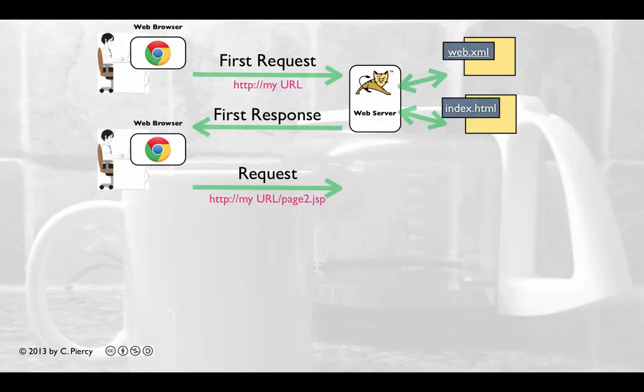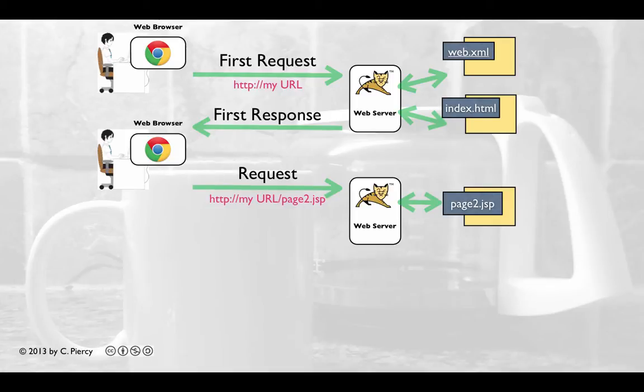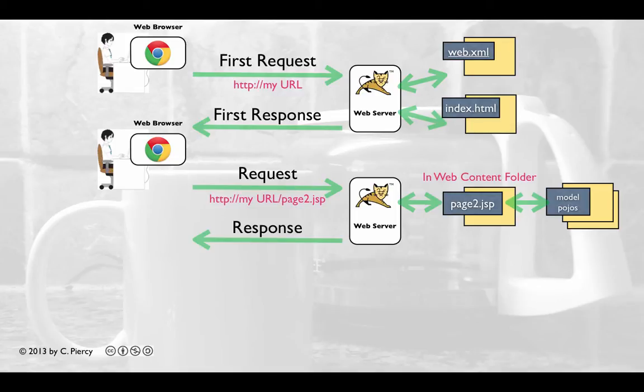page2.jsp is just one level down from the root, so this would be stored in our root folder or the web content folder. The web server will look in the web content folder for the JSP file. It will look into the file and run any Java code and perhaps spin up any Java POJOs that are necessary to create that response. So in this case, the URL mapping is very clear. It's just directly to a file that is located in the web content folder. Once the response is created, it will be sent back to you, and you'll see it on your web browser.